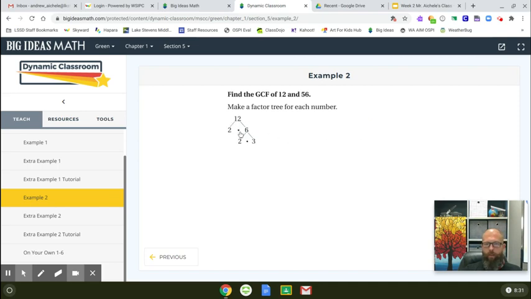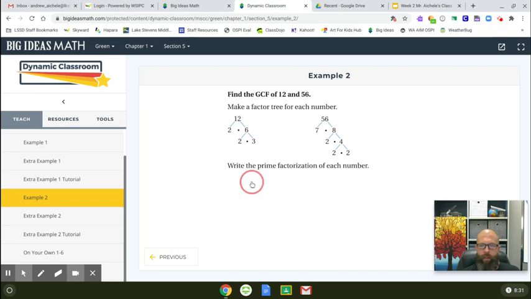Here's 12. You go 2 times 6. You could also have 3 times 4. And then 6, you break it down to 2 times 3. So now you've got your 3 prime numbers here. 56, 8 times 7. Then you do 2 times 4 and 2 times 2. So now you've got all your prime numbers here. So those are the factor trees for 12 and 56. Yours could look a little bit different, but the end result is always the same.